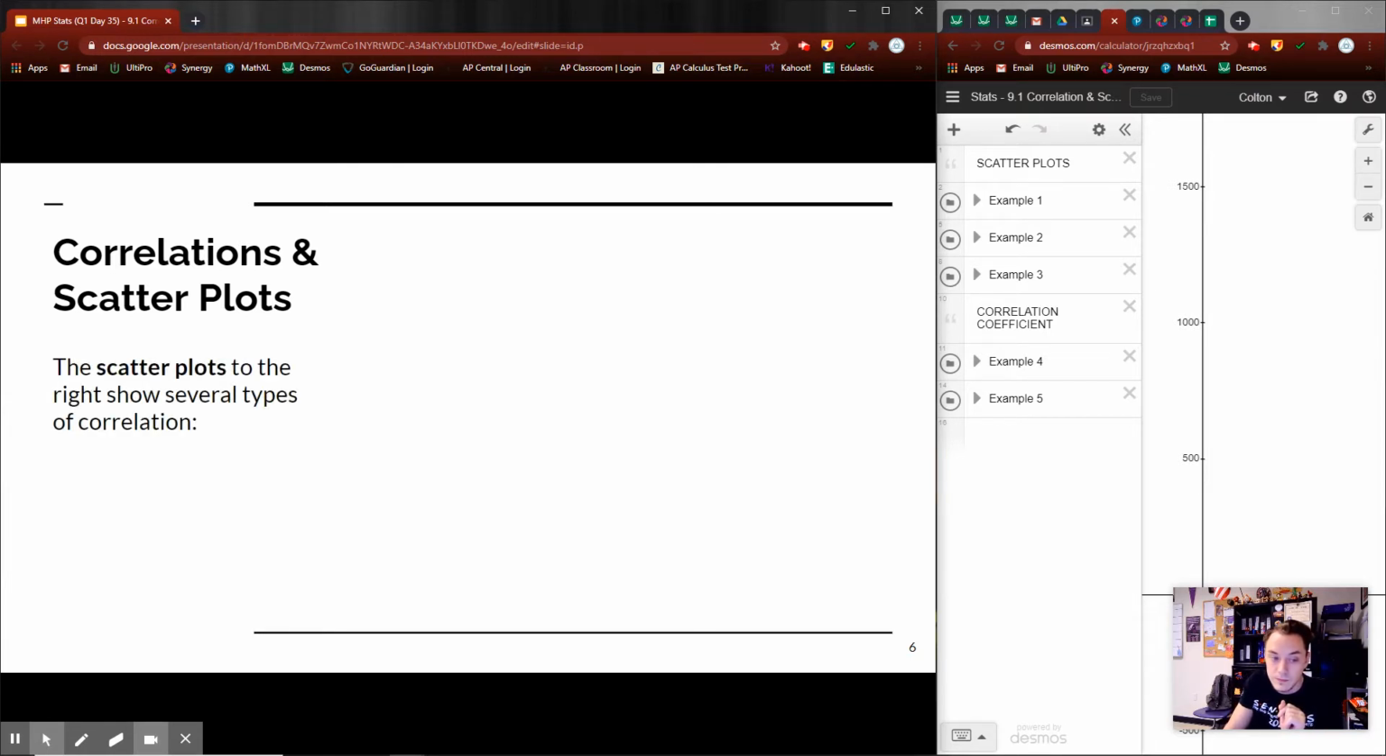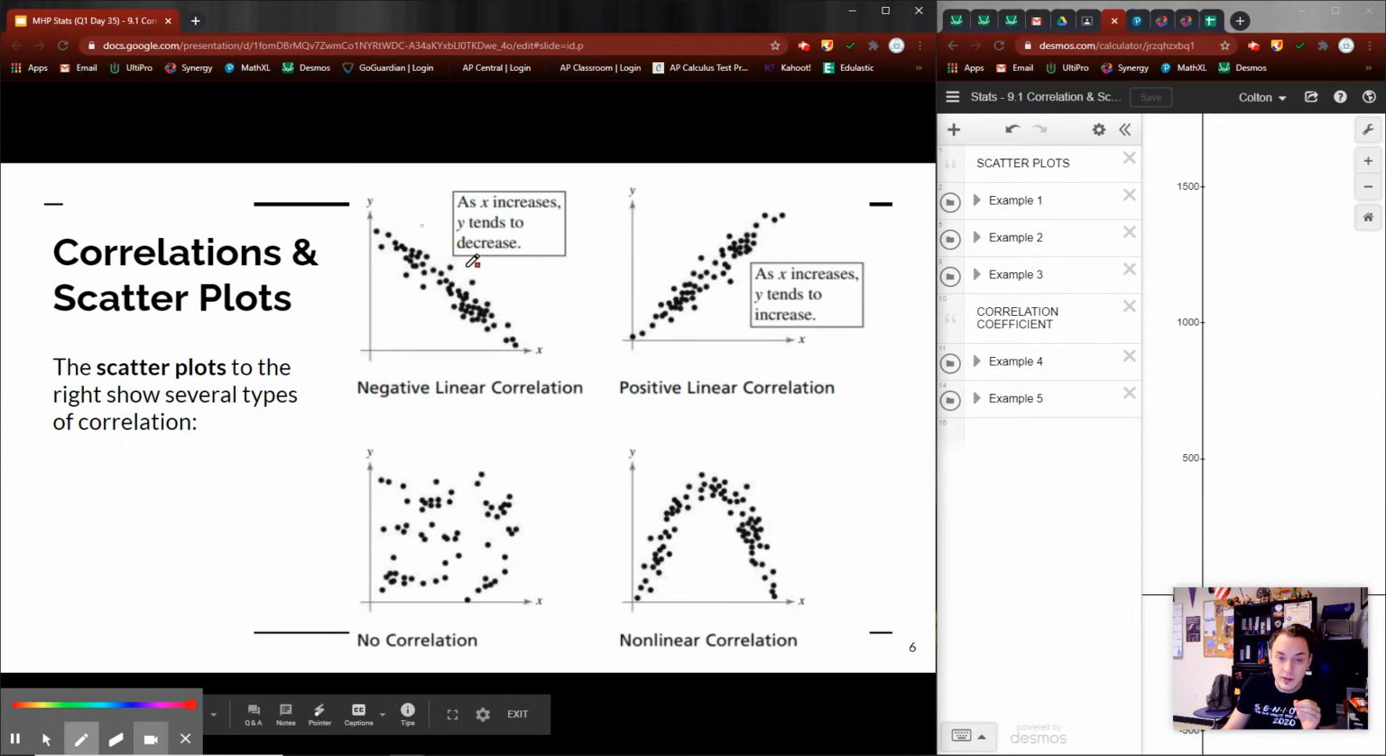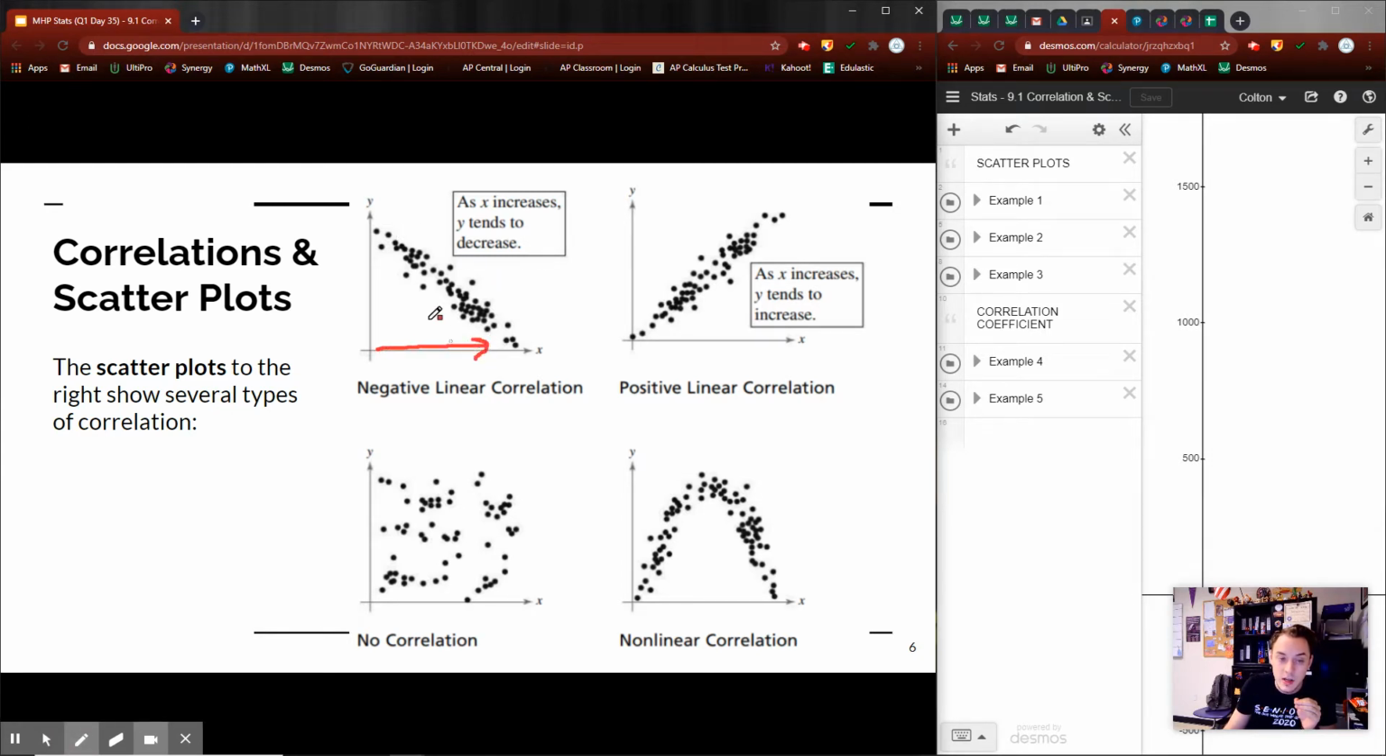So right here, this is a negative linear correlated scatter plot. As x increases, y tends to decrease. So as x increases, as this is increasing in numbers, my y's tend to decrease here. Okay? Now this one is a positive linear correlation, where as x increases, y tends to increase.